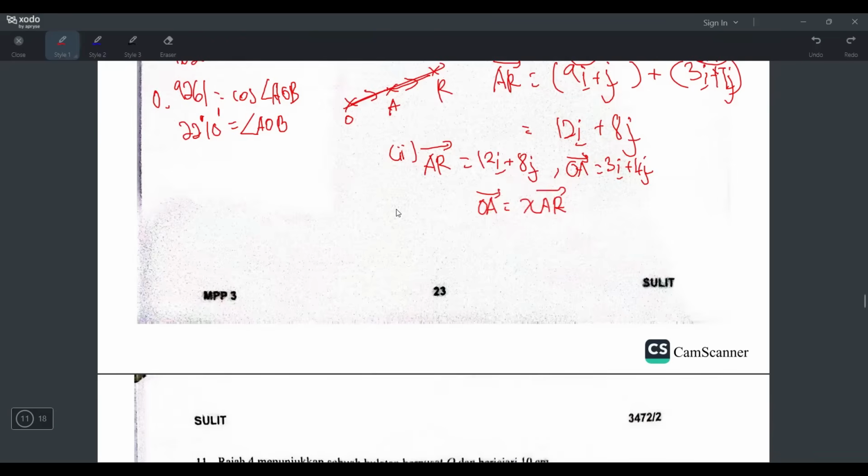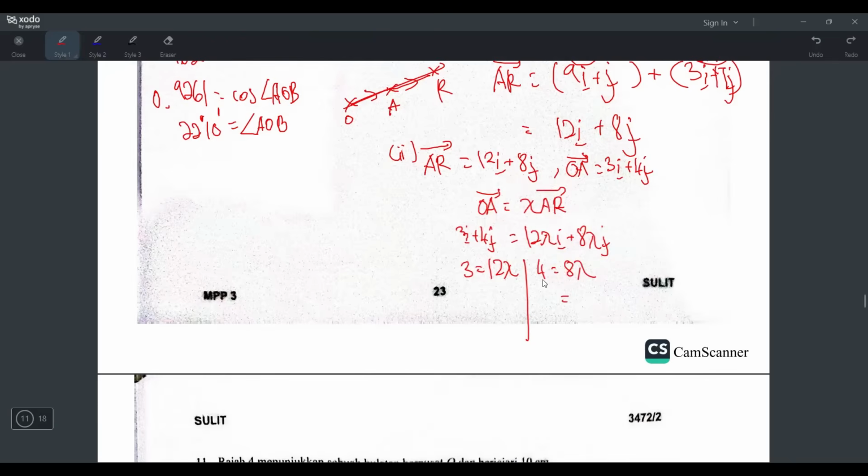Alright, so now let's do it. OA is 3i plus 4j, lambda times AR. I'll just do it fast. I don't want to do it slowly. So straight away, the times becomes 12 lambda i plus 8 lambda j. And now I will compare. I will compare i with i, j with j. So it becomes 3 equals 12 lambda, and later I'll try to find my lambda here. And then j with j is 4 equals 8 lambda. Now I will find lambda on both sides.